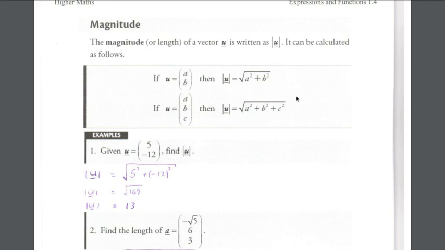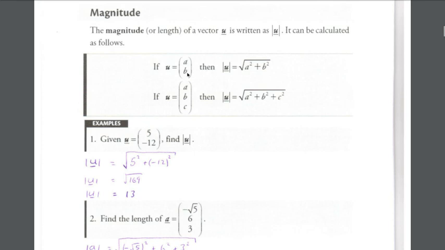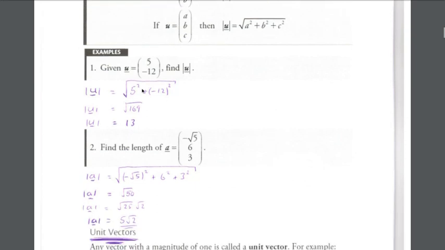Magnitude. The magnitude or length of a vector is written as u with a line either side. That's the magnitude of u, and it can be calculated basically by doing Pythagoras. So to find the magnitude of vector u with components (a, b), we just do a squared plus b squared, then square root that. And that also works in 3 dimensions: a squared plus b squared plus c squared, all square rooted. So let's have a look here.